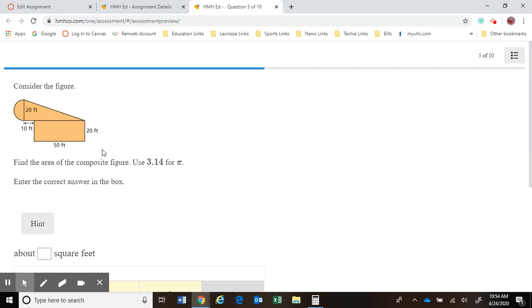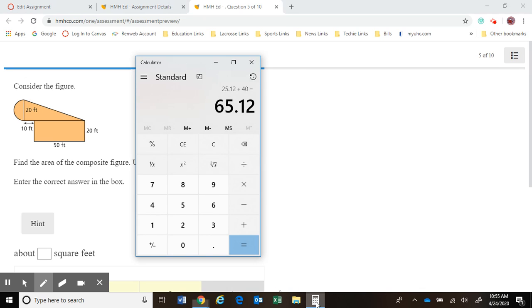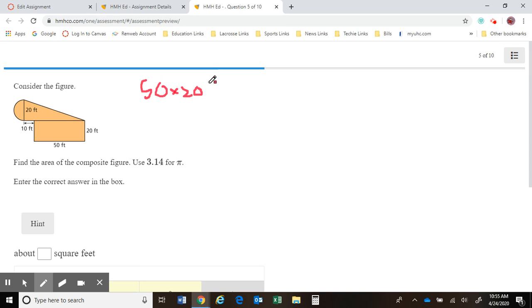So let's tackle the rectangle first. 50 times 20. What is that? 50 times 20 is, that's right, 1,000. So I got 1,000, right? It's a pretty big number.